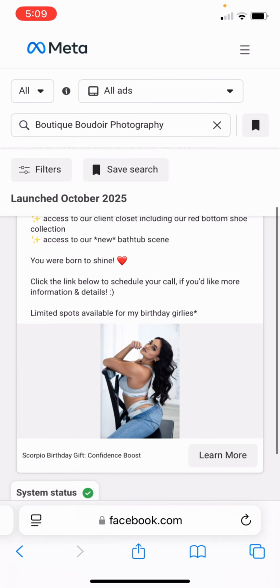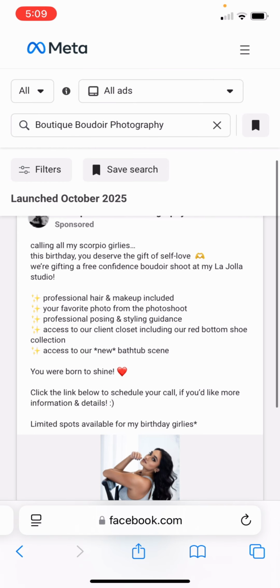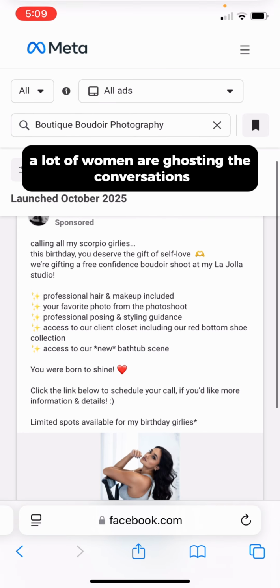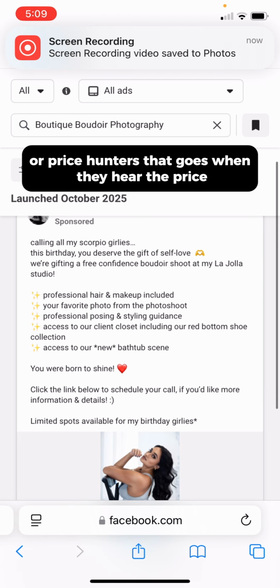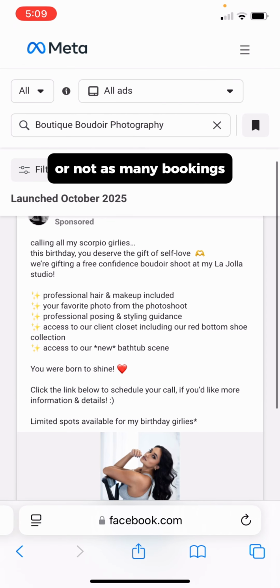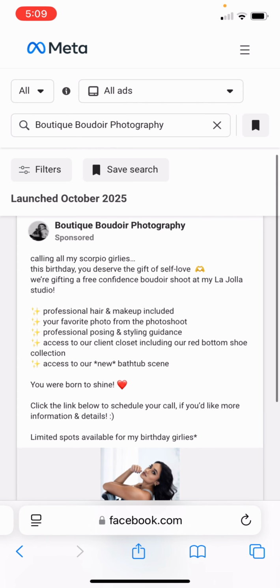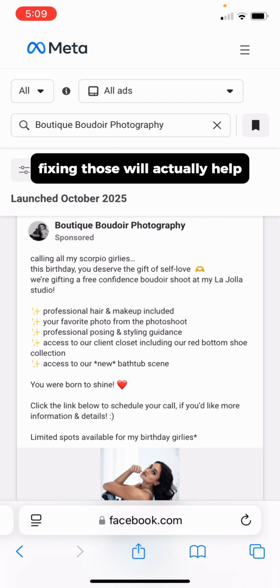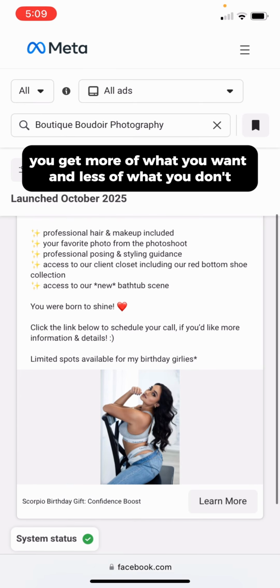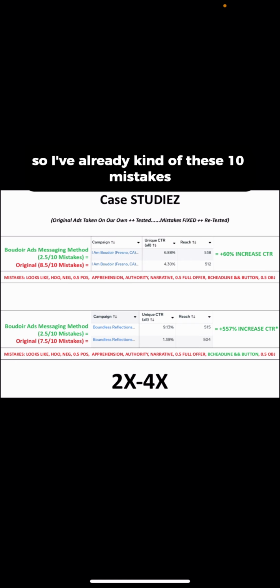Yeah, and basically, if you're not getting as many women buying as you want, or a lot of the women are ghosting the conversations, or price hunters ghost when they hear the price, or you're not getting as many bookings or buyers as you want, this will help. These are mistakes you're making in your ad. Fixing those will help you get more of what you want and less of what you don't. So I'm going to talk about these 10 mistakes today.